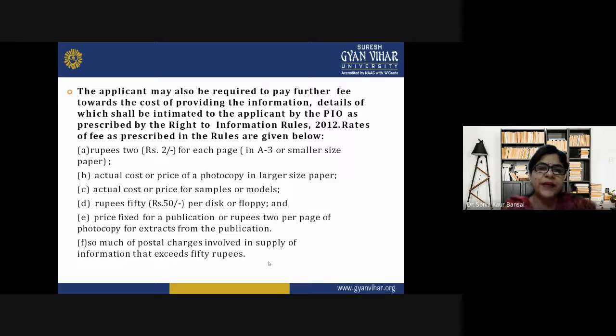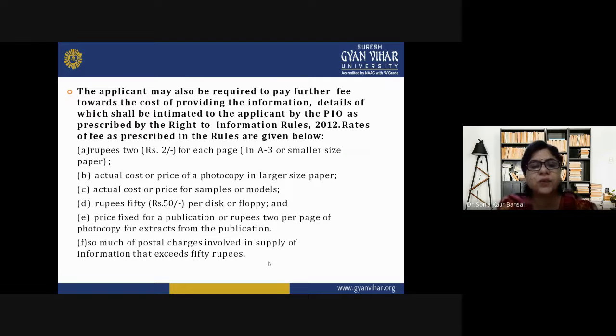Now, the applicant may also be required to pay a further fee towards the cost of providing the information, details of which shall be intimated to the applicant by the PIO as prescribed by the Right to Information Rules 2012. Rates of fee as prescribed in the rules are given below. You can see it on my screen also.